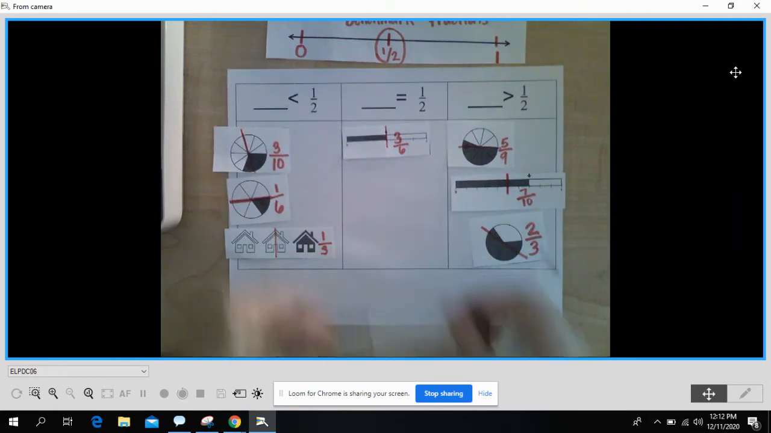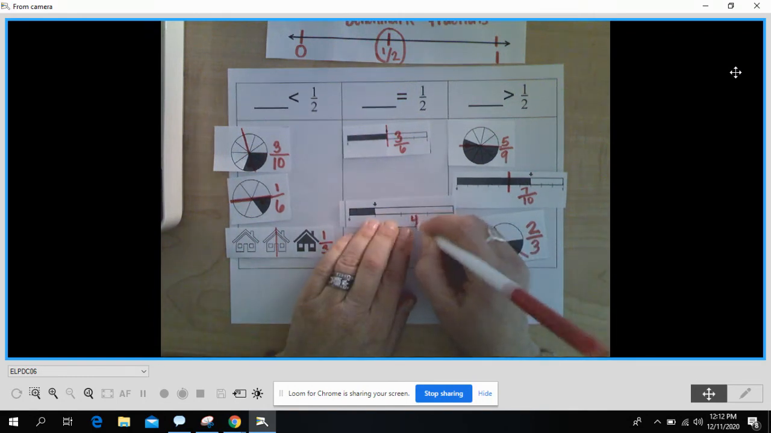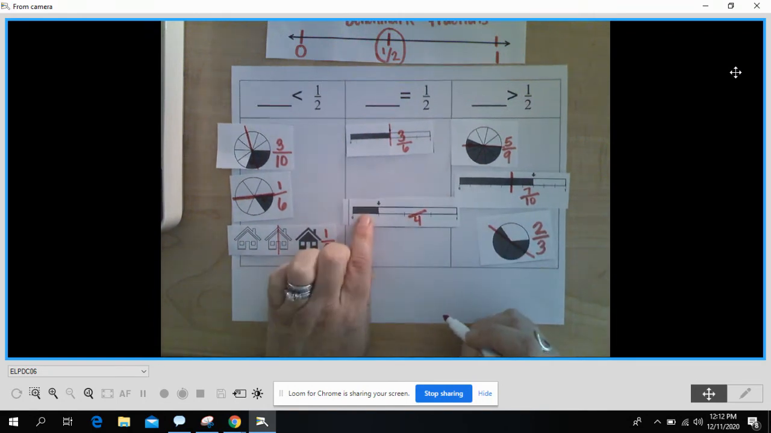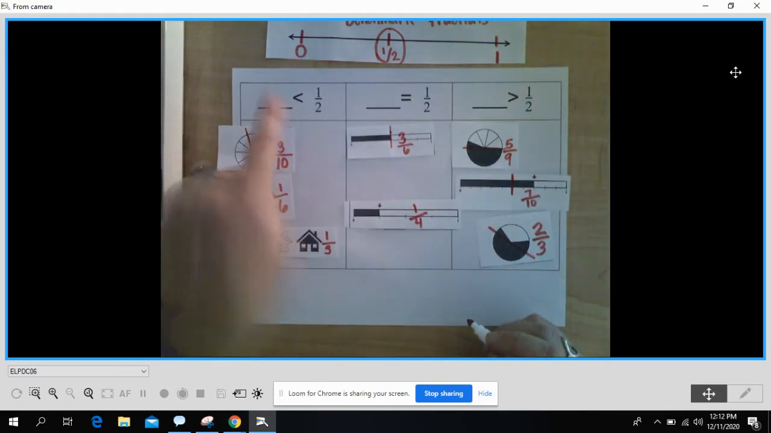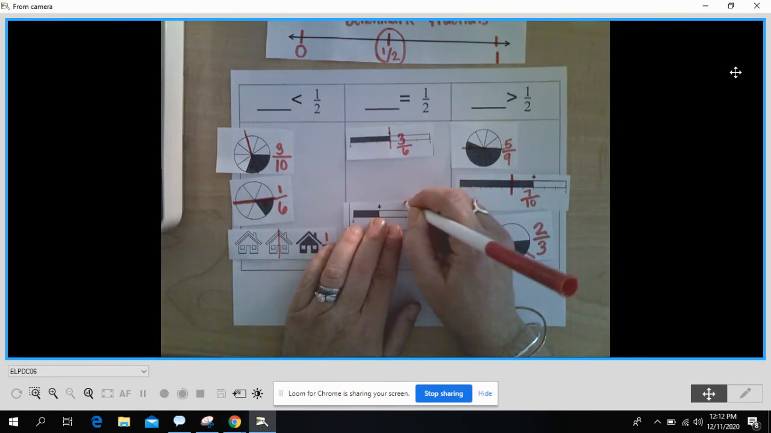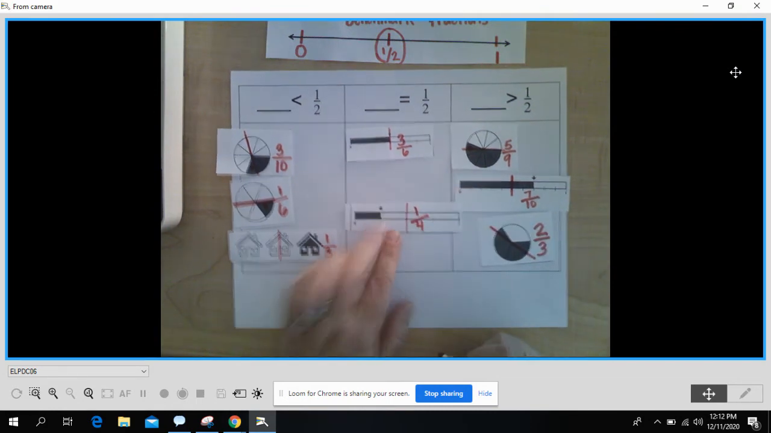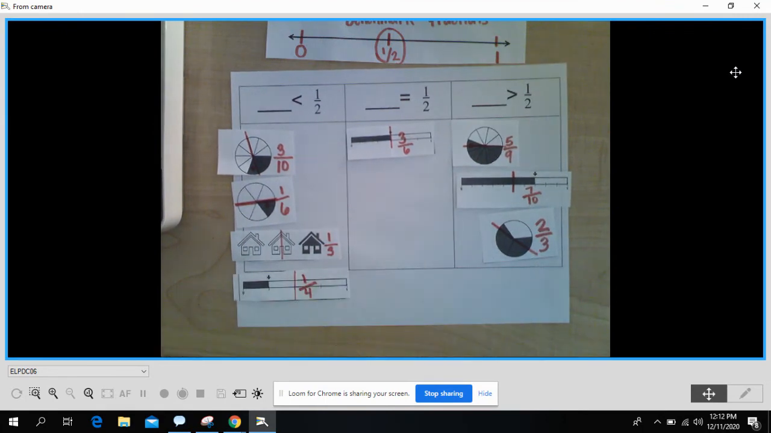What about this number line? What's the denominator? Well, let's see. 1, 2, 3, 4. It's split into 4 equal pieces. Of the 4 pieces, I have 1. Is 1/4 less than a half, equal to a half, or greater? Well, I know if I was visualizing that half is right there. This is less than a half. So it belongs right there.